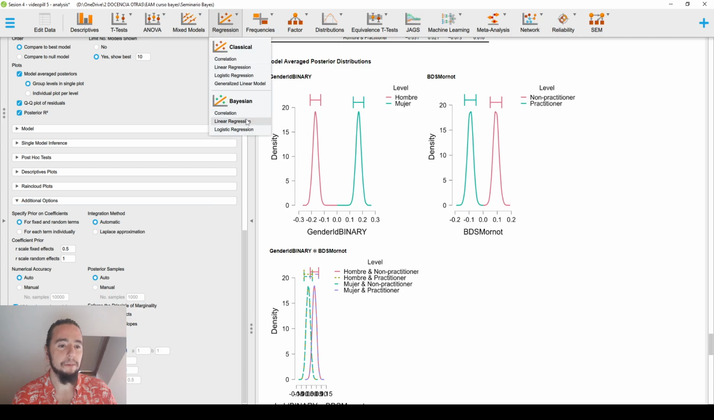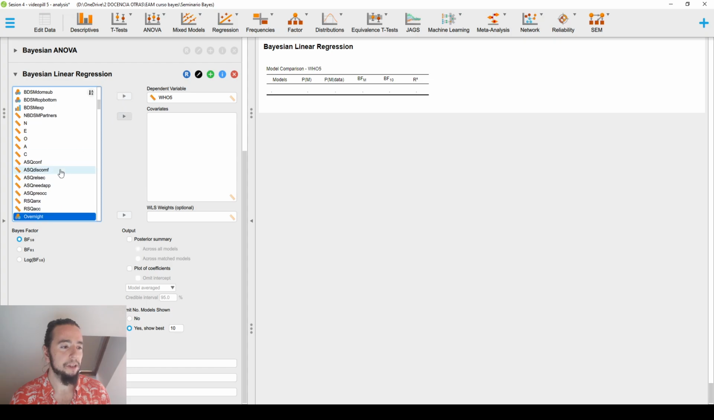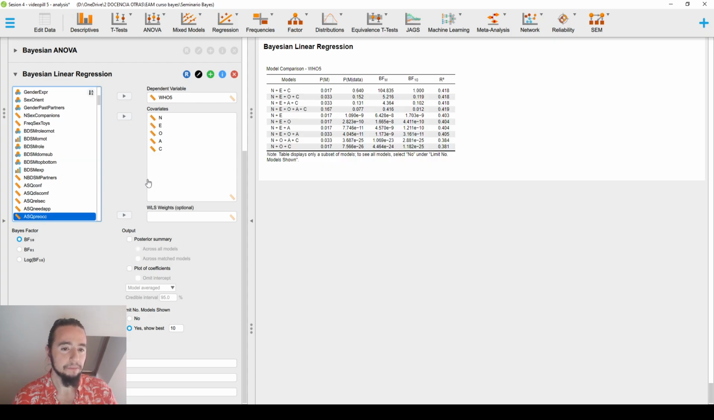And finally, we will do a Bayesian regression, linear regression. For example, let's predict well-being, for example, the WHO5, with neuroticism and the other ones of the big five. As you can see here, the models are sorted by the highest posterior, and we have a highest posterior of only counting neuroticism, extroversion, and conscientiousness. So it seems that agreeableness and openness are not relevant regarding well-being. And the best model is to only have these three variables with by far a stronger bias factor.